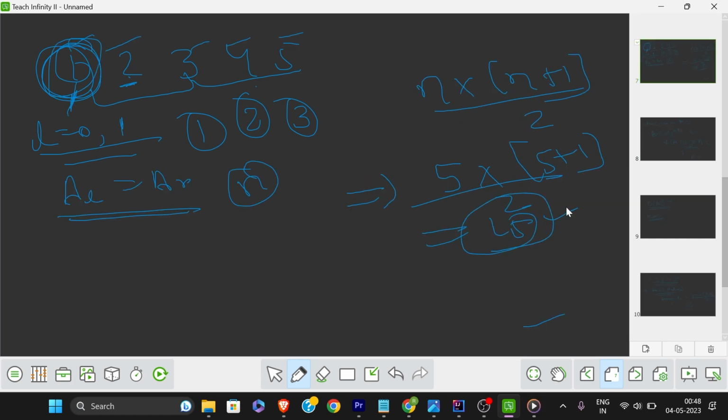But this is not our answer, because if we consider a single element, then the array is not stable. So we just need to subtract n from the 15. I will get 10, and this is our final answer.